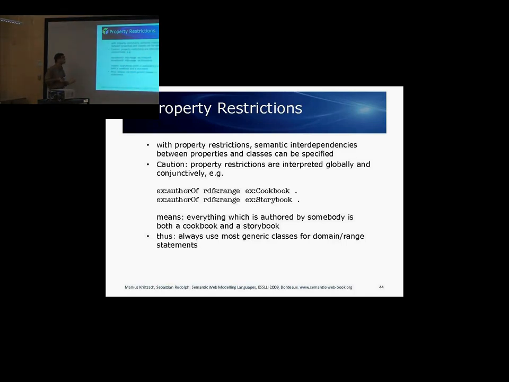These property restrictions are interpreted globally, and they are represented in a conjunction. So in this particular example, there is an author of property which has its range as cookbook, and then there is another author of property which has its range as storybook. That basically means that in order to be a participant in the author of property, somebody has to write both a cookbook as well as a storybook. So if you're making any of these kinds of statements, then make sure that it's represented as an and. It is not or.